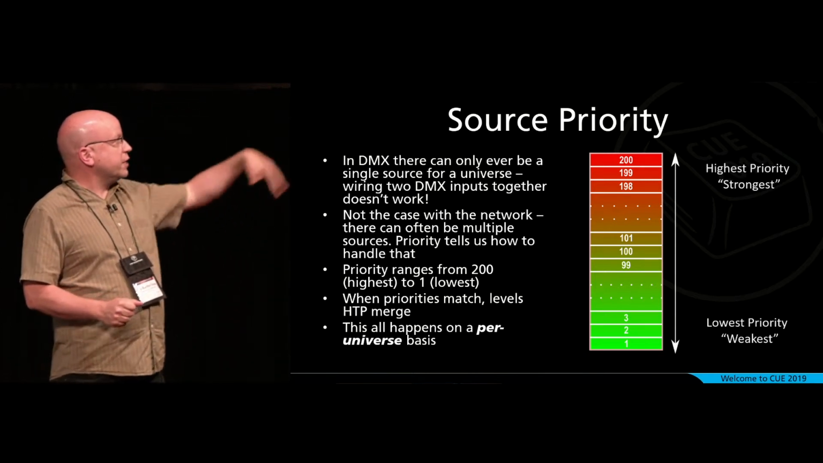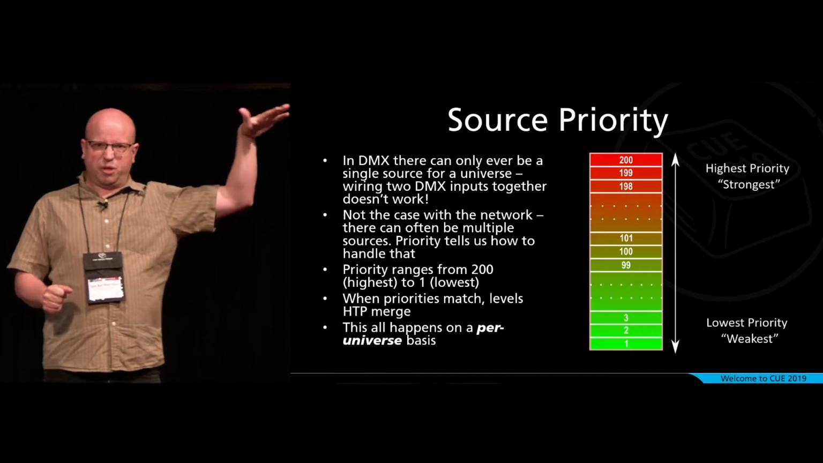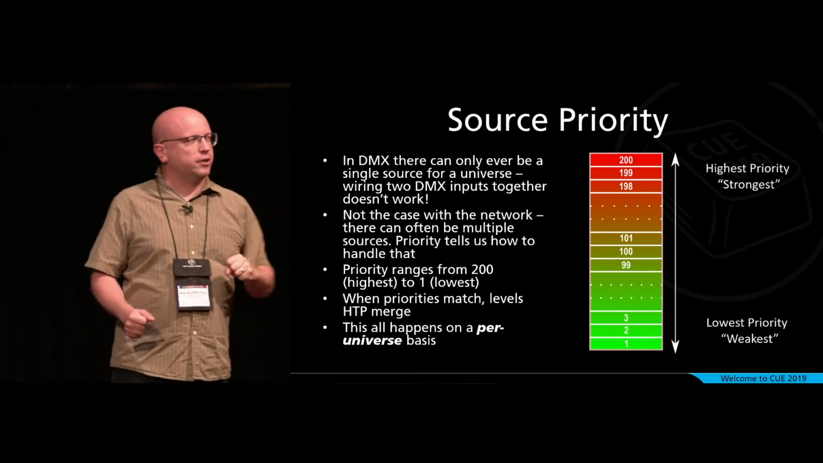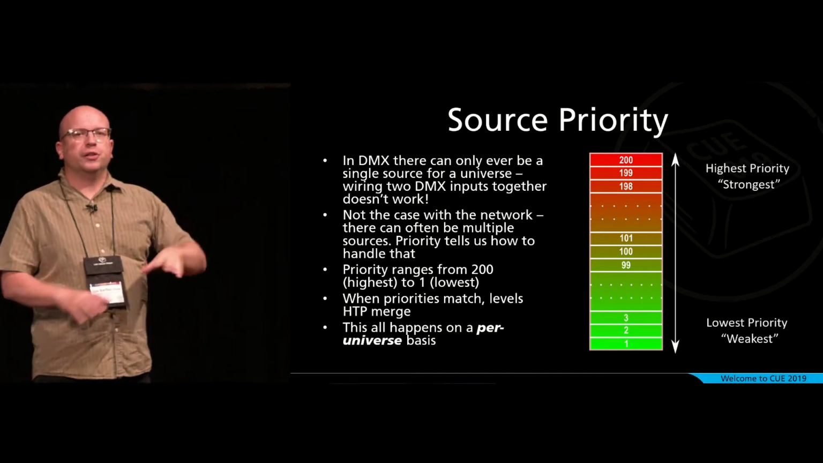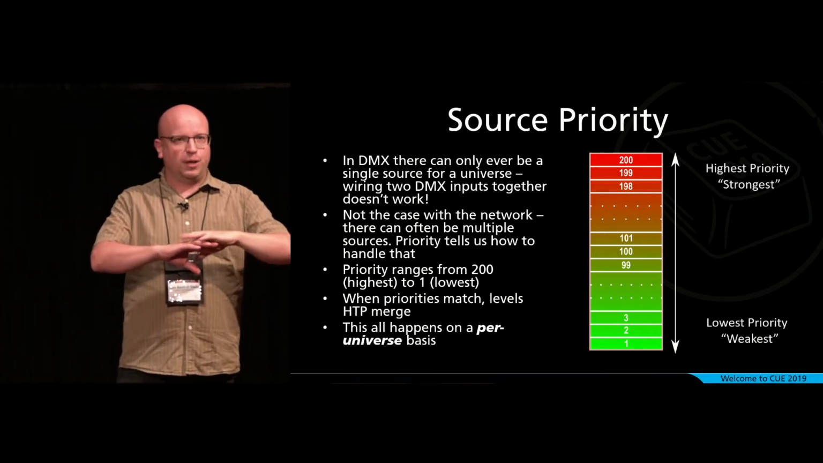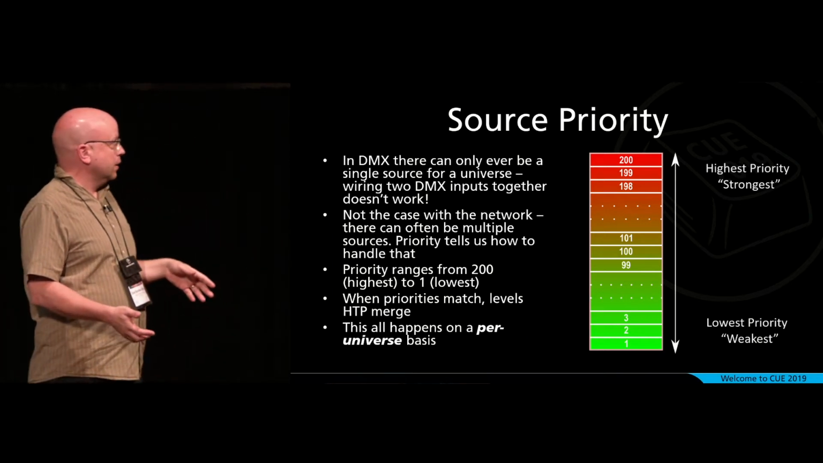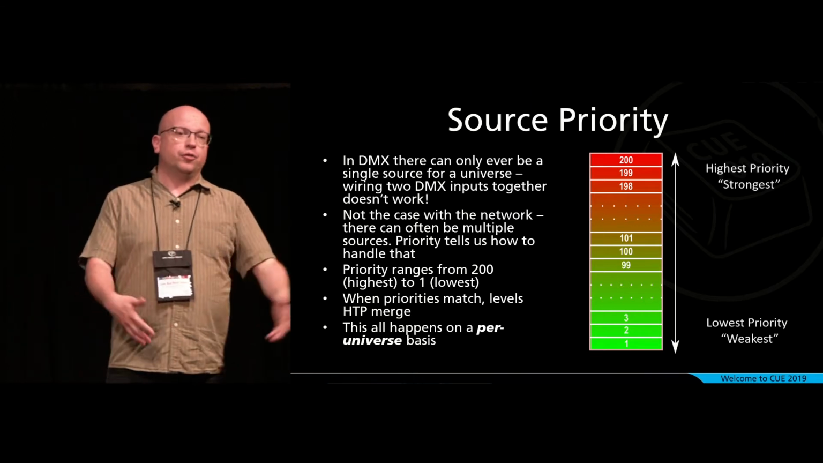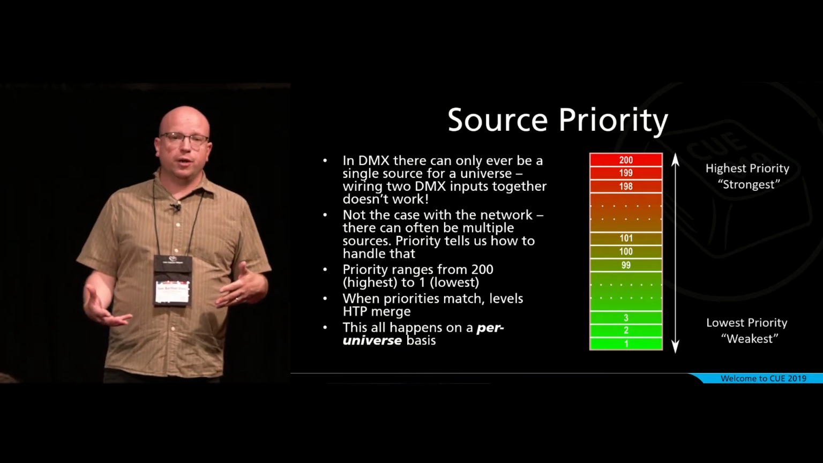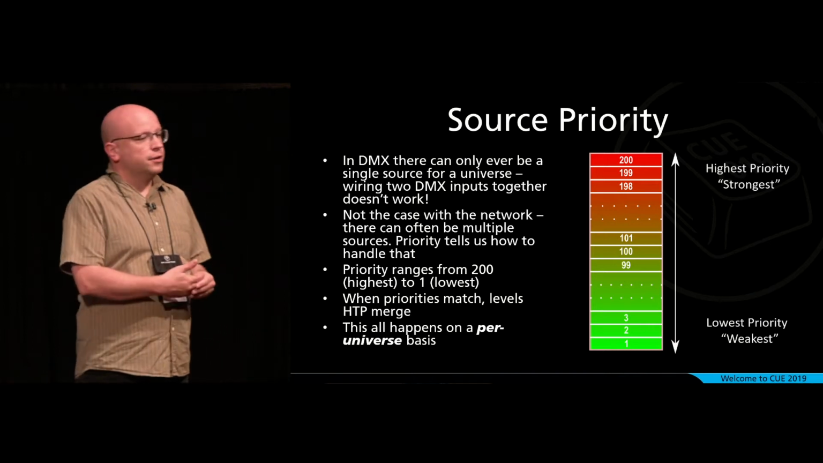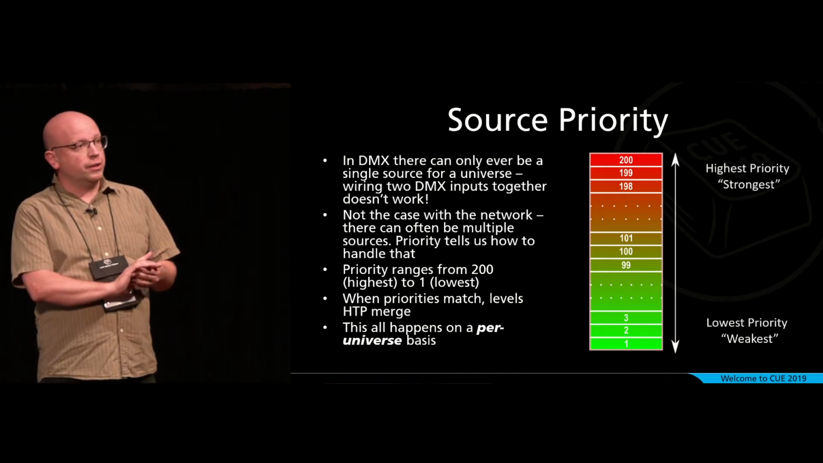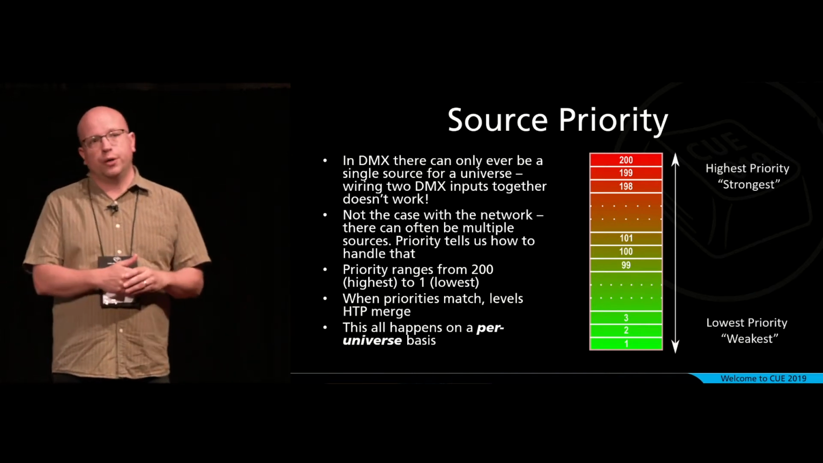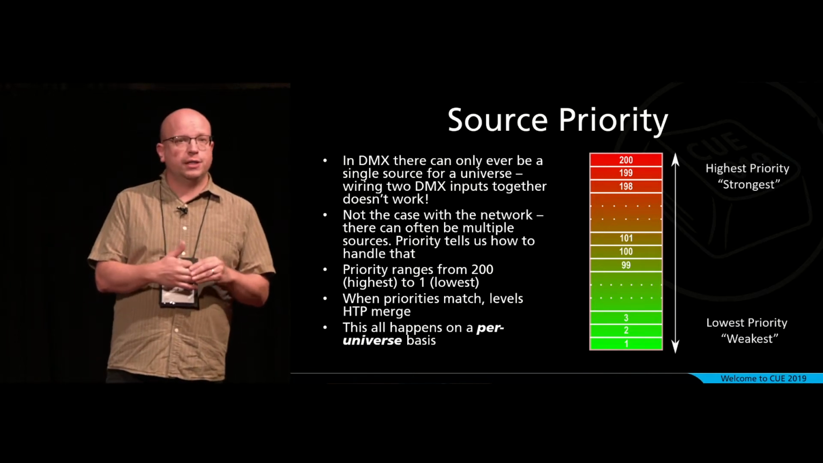Our priority ranges from 200, which is the highest priority, the strongest, going to take control, to 1, which is the lowest, weakest priority. It's going to give up control to anything. So 100 is in the middle. Most everything that you take out of the box will default to a priority of 100, and then you can set it from there. So for example, in EOS, you can go into the shell and you can configure what priority you want that EOS console to send data at.